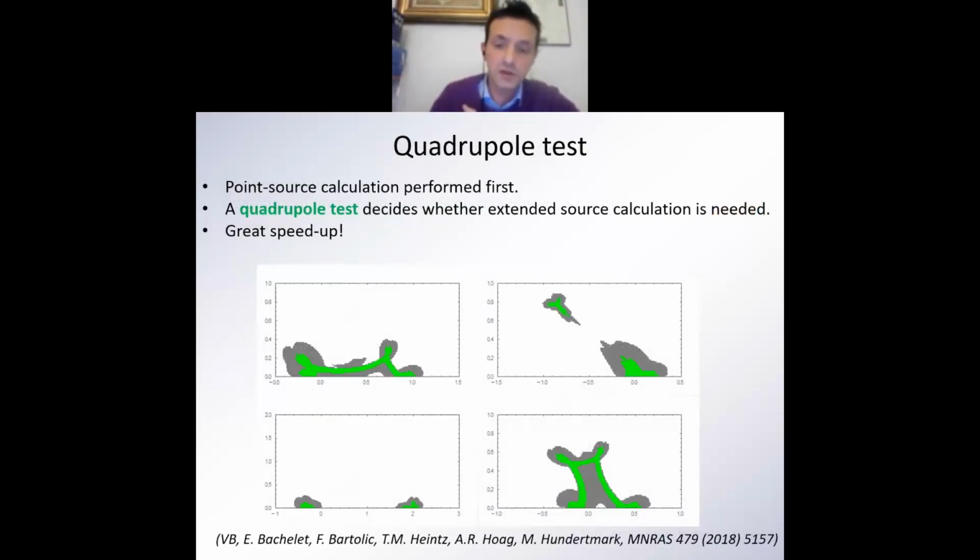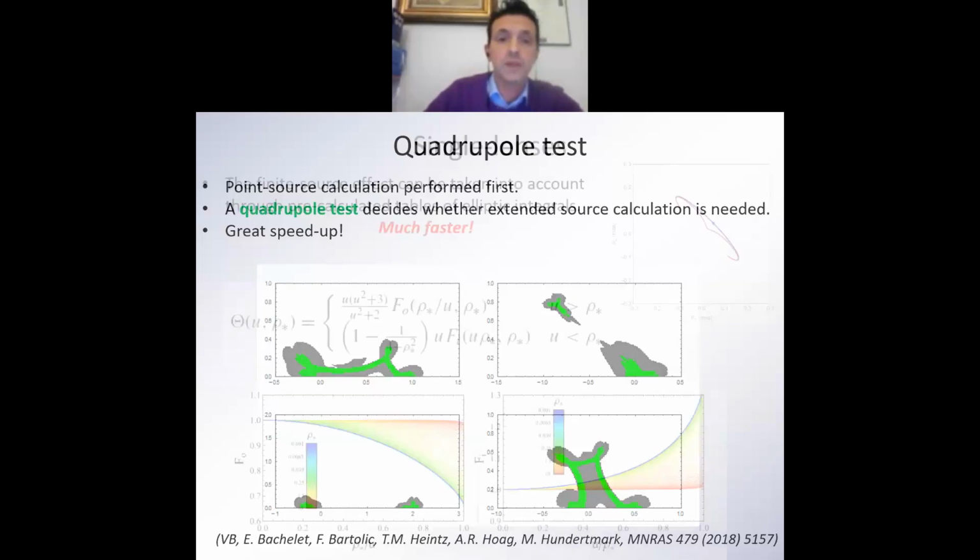Of course, the calculation of the images can be very heavy, but we want to do it only when it's really necessary. So if we are very far from caustics, actually the point source approximation works very, very well. And so in order to decide whether to go from point source to finite source, we have implemented a quadrupole test. So we start with the point source, and then if the quadrupole test fails, then we go to the finite source, full finite source effect.